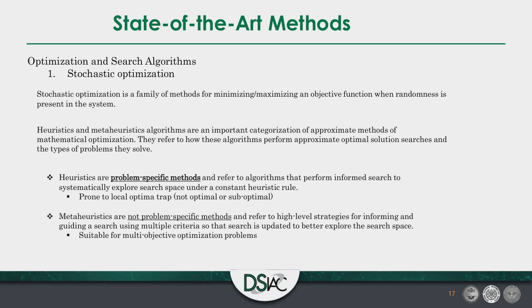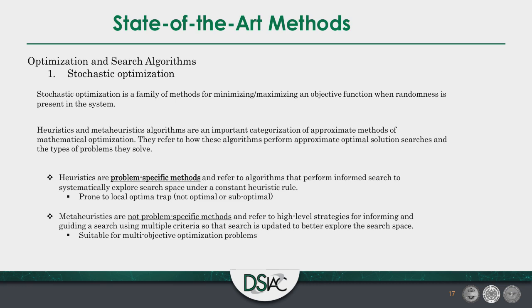Now, the other methods we talked about besides the learning paradigms is the set of algorithms that are in the optimization realm. So these are optimization search algorithms. We would start with the stochastic optimization, as there are additional types of optimization algorithms. We deal specifically with stochastic optimization due to the stochastic nature of events that happen in dynamic environments. Mathematically, these stochastic events are captured by stochastic mathematical modeling and hence the stochastic optimization. So it is a family of methods for minimizing and maximizing an objective function when randomness is present in the system.